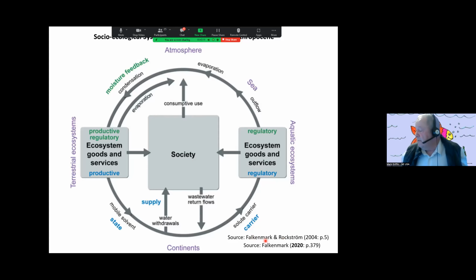Falkenmark and Rockstrom did some work on blue-green water, and here she is updating something that she did earlier, updating in 2020. But what I want to point out here is, this has to do with socio-ecological systems, and she's trying to conceptualize how society meets with the different functions of water. But note also she's using green and blue water already.